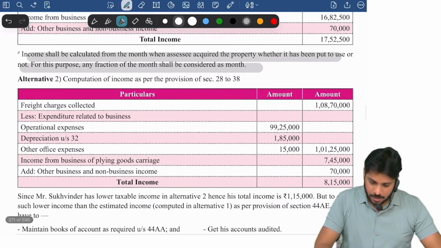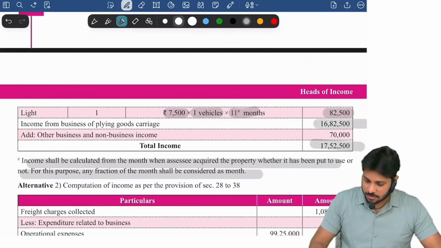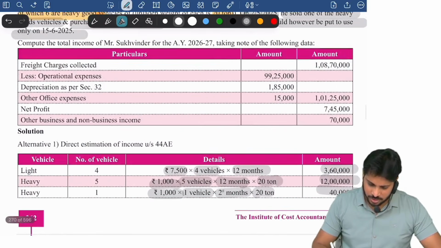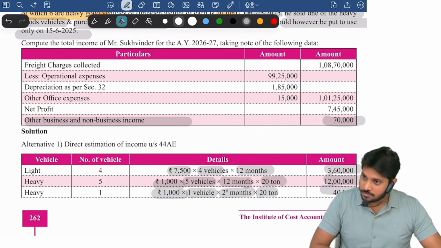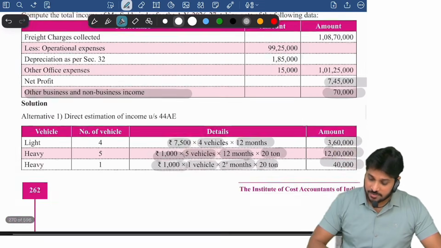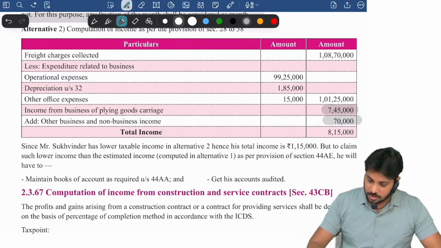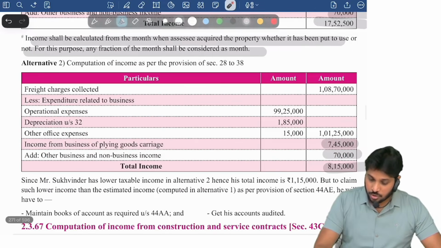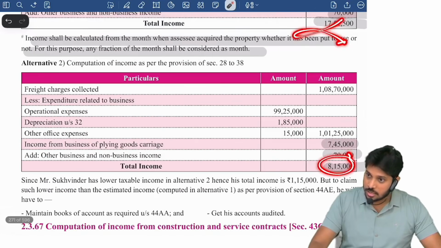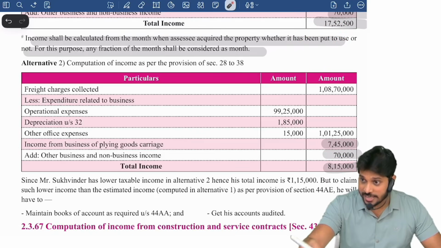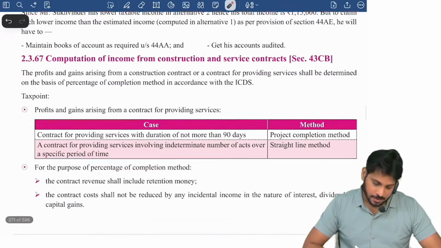Next. This is computation as per presumptive taxation. Yes or no? Other business income, non-business income, 70,000 is there. That is given information only. You see, this is other income. Now, if I compute normally, 7,45,000 is the income. Yes or no? That's it. Now, if the SSE wants to go with this income, not this, he must maintain books. He must get them audited. That's it.